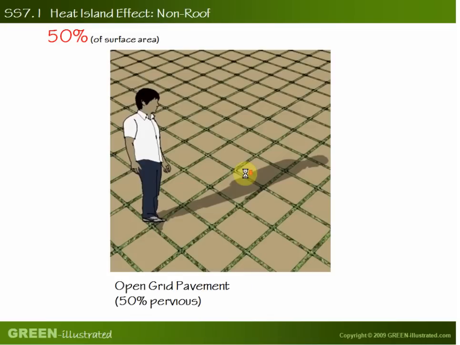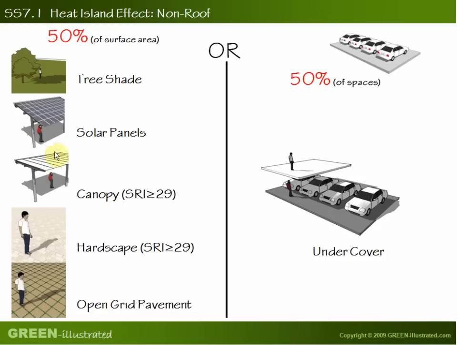And the last option is to use open grid pavement. What this does is it lowers the temperature of the surface through the use of evaporation. It could also accommodate having vegetation in between the paving cells. So you can use one of these strategies, or all of them, or any combination of them, as long as 50% of your ground surface area is treated with one or any of these strategies.